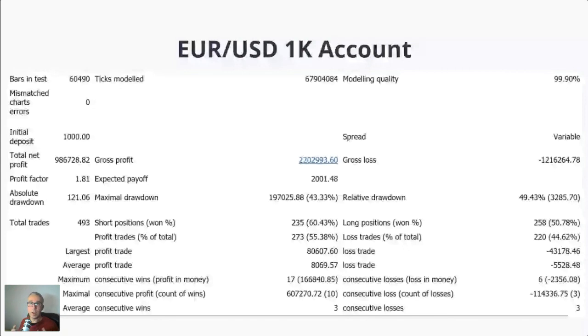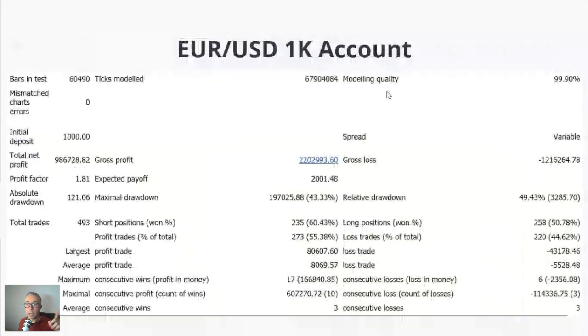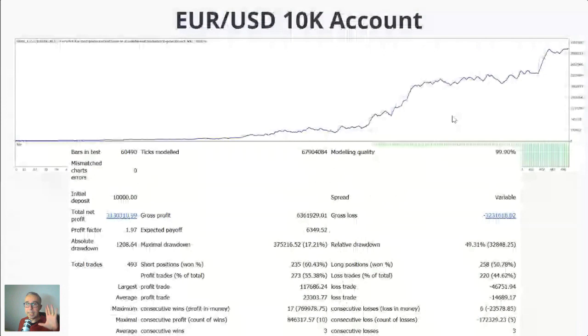And the strategy is very intelligent. I'll explain why later on. I don't want to mix things too much. Let's focus first on the backtesting. Another important factor is the modeling quality, by the way, 99.9. I'll explain that later on as well. This is a 10K account.